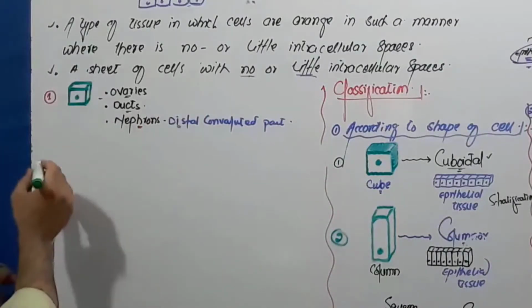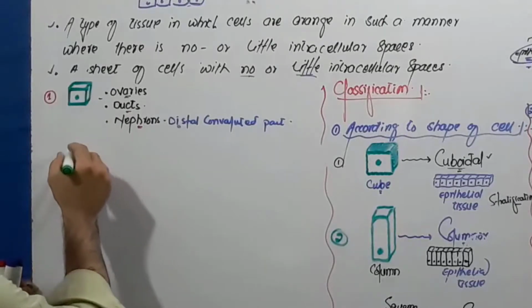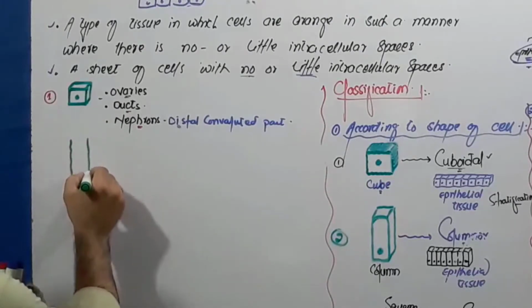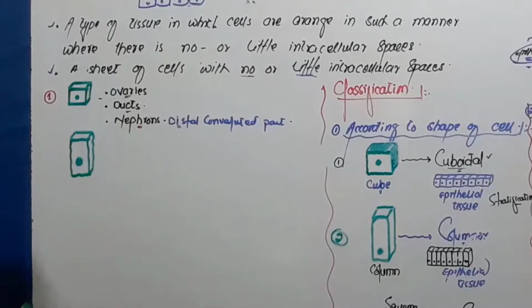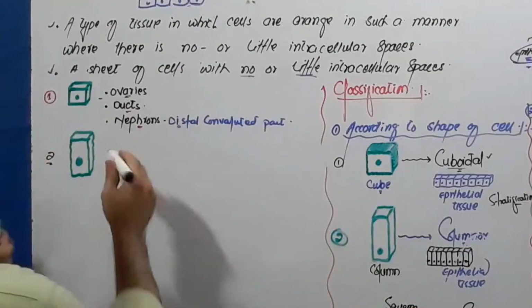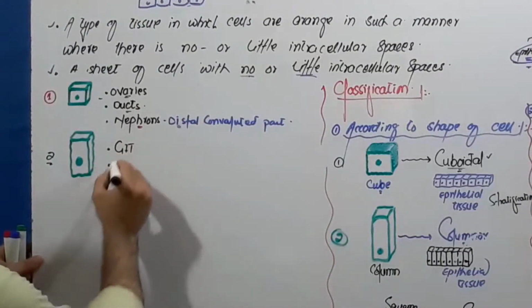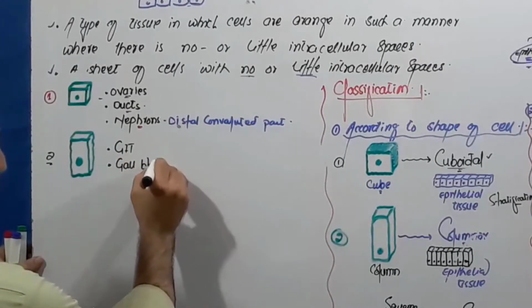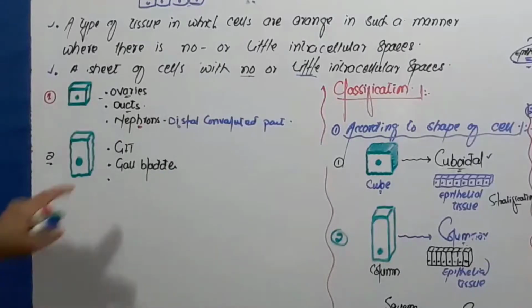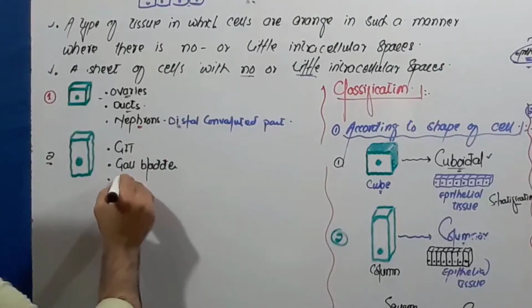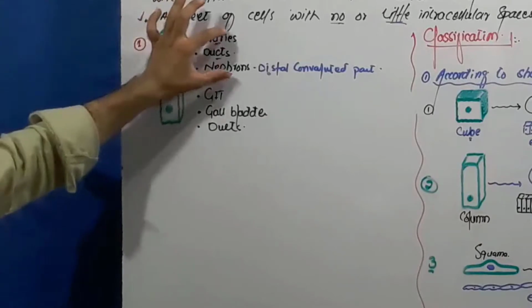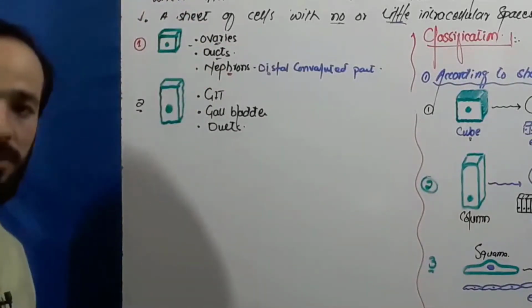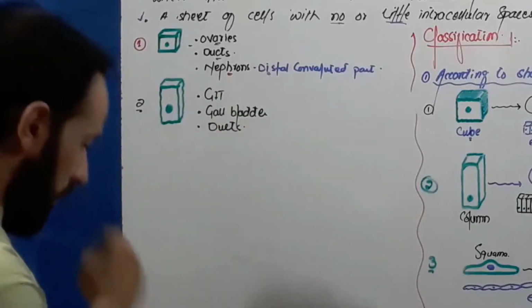Then the next type of epithelial tissue, the columnar epithelial tissues, I'm giving you the examples of them. So the second one, these type of tissues are found mostly in the GIT. They are present in the gallbladder, right? So in the GIT and gallbladder, and also in some ducts of the glands, they are also found. So the cuboidal epithelial tissues are present in those areas. The columnar epithelial tissues are present mostly in the GIT and gallbladder and in certain ducts.